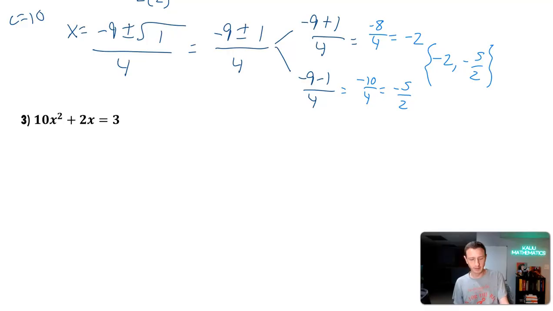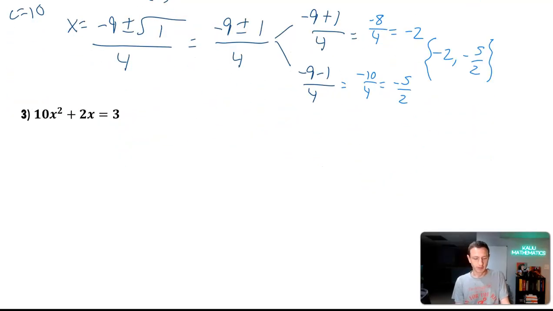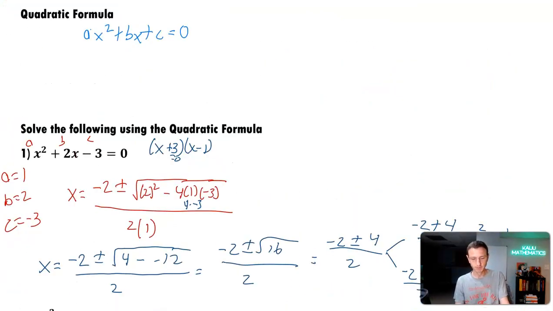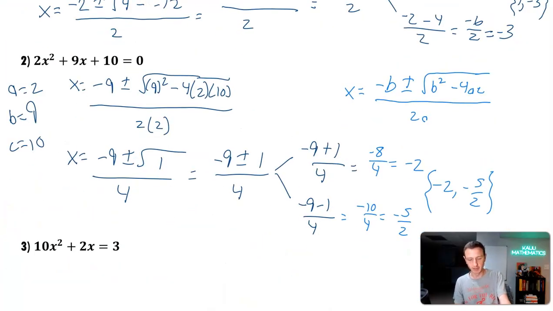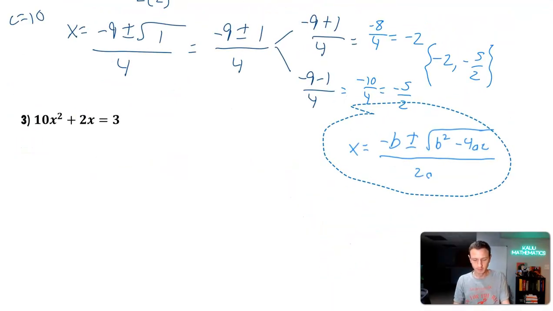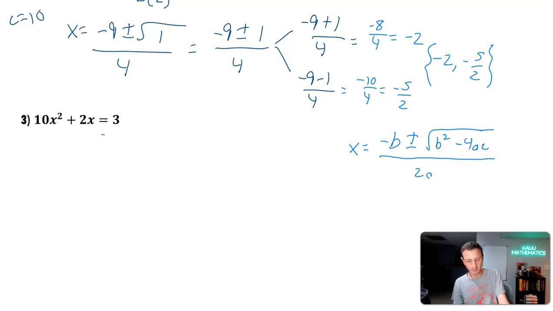Now, number 3, let me double check. Okay, yeah, so number 3, 10x squared plus 2x equal to 3. This is not in the form of ax squared plus bx plus c equal to 0. We have to get it in that form, and then we could jump into the quadratic formula here. So let me move this down. So we want to subtract 3 from both sides. We want to get it into that equal to 0 form. So 10x squared plus 2x minus 3 equal to 0. Now we can use quadratic formula.